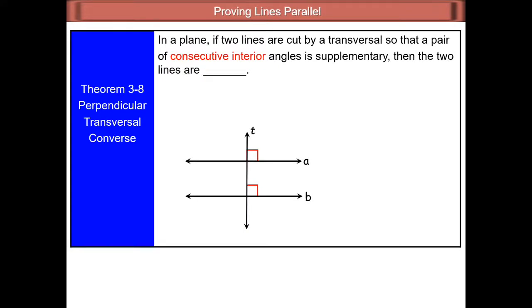We also have the perpendicular transversal converse, which states, in a plane, if two lines are perpendicular to the same transversal, then the two lines are parallel. So we know that if line A is perpendicular to line T and line B is perpendicular to line T, that means that these angles will both be 90 degrees. They will be supplementary. Then we know that line A is parallel to line B.